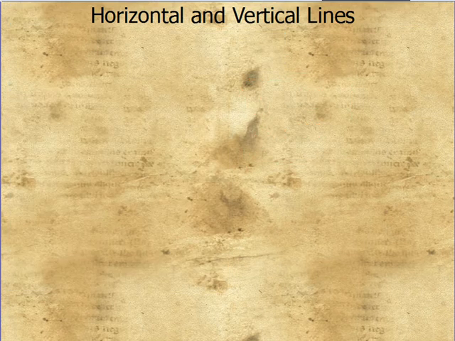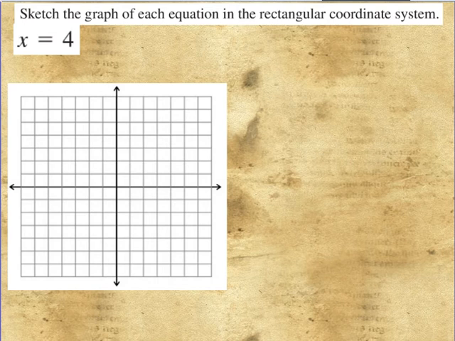Graphs of horizontal and vertical lines. These are fast, easy. When we start talking about asymptote lines, we'll do a lot of vertical line graphs, so please remember these. X equals 4. This is my x-axis. This is the mistake most people make. There you go. There's the graph of x equals 4.